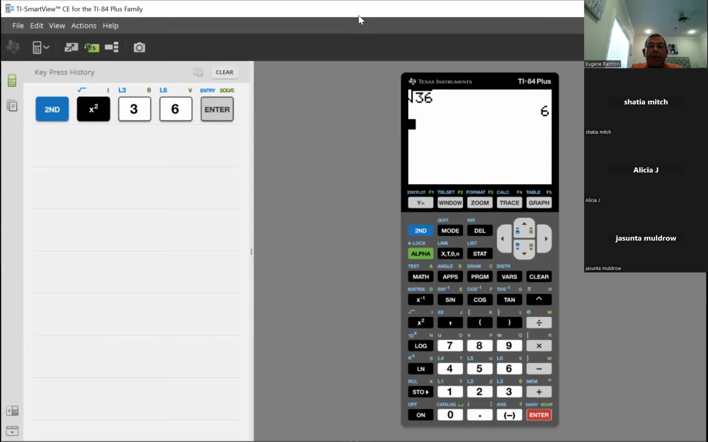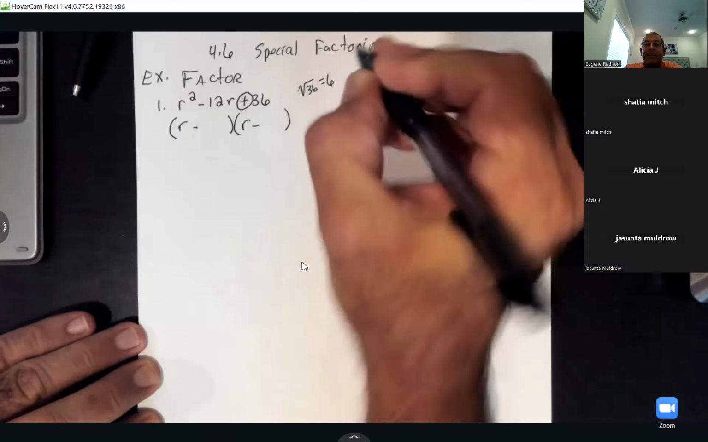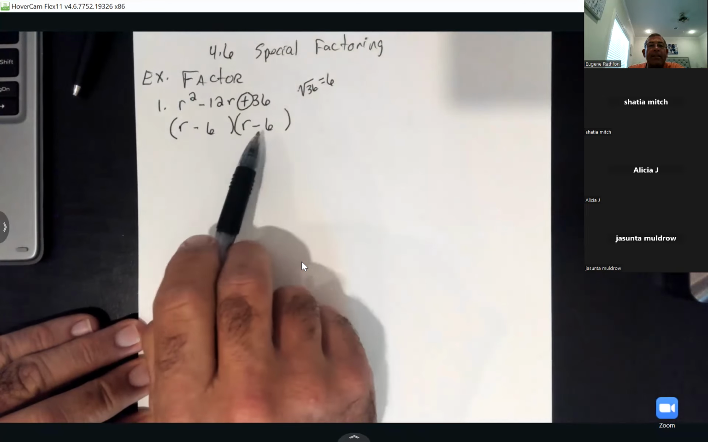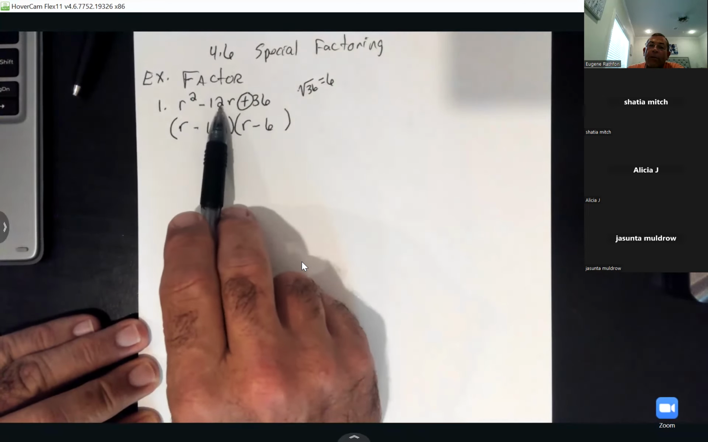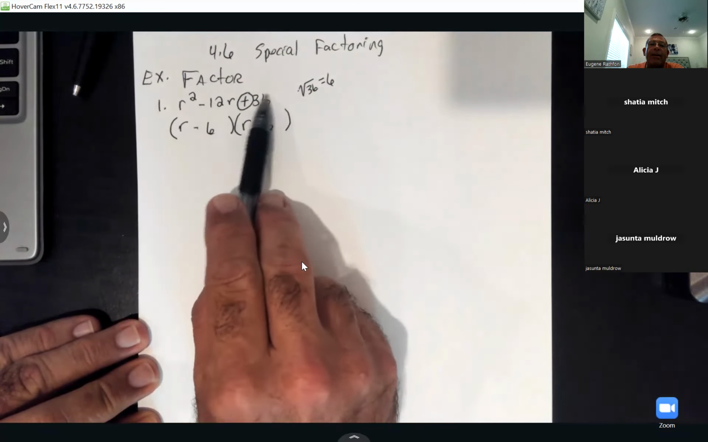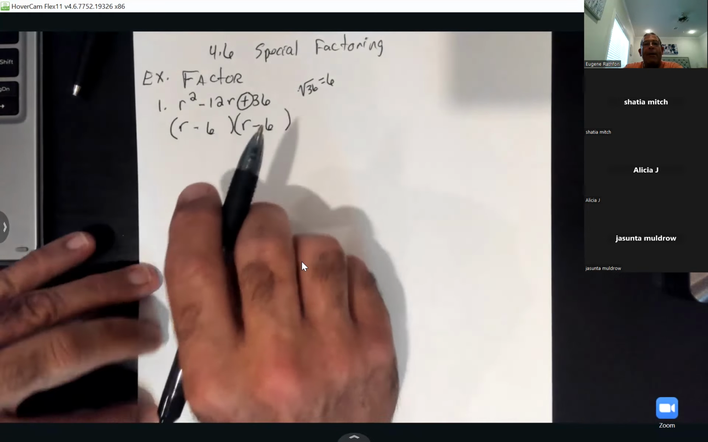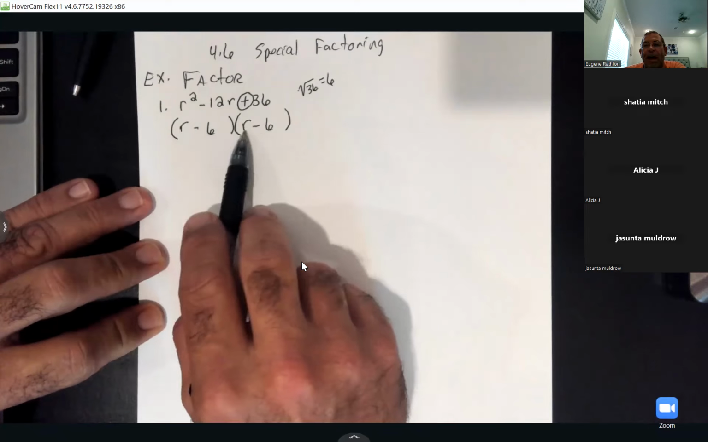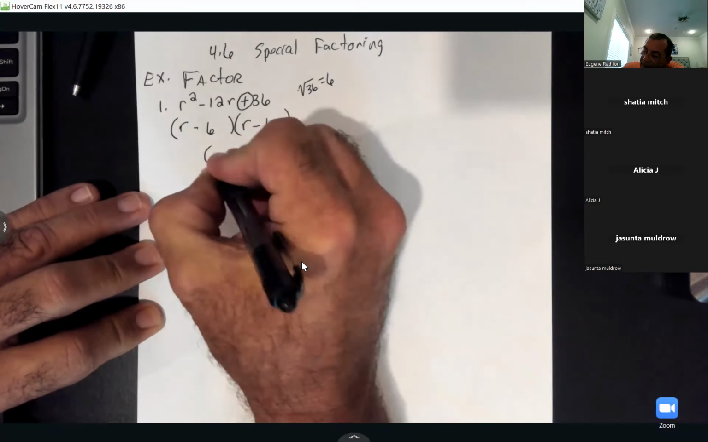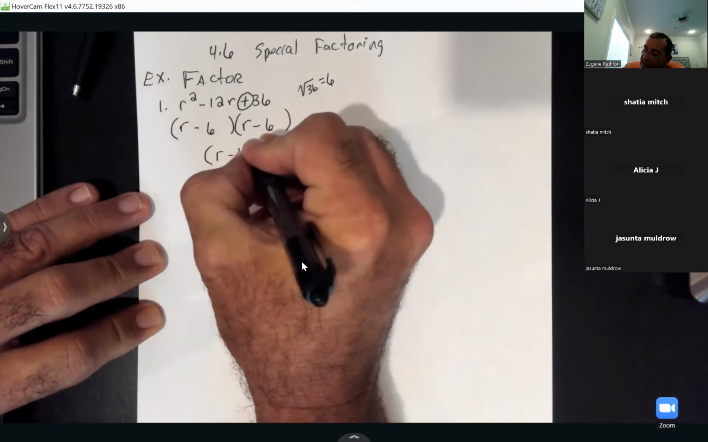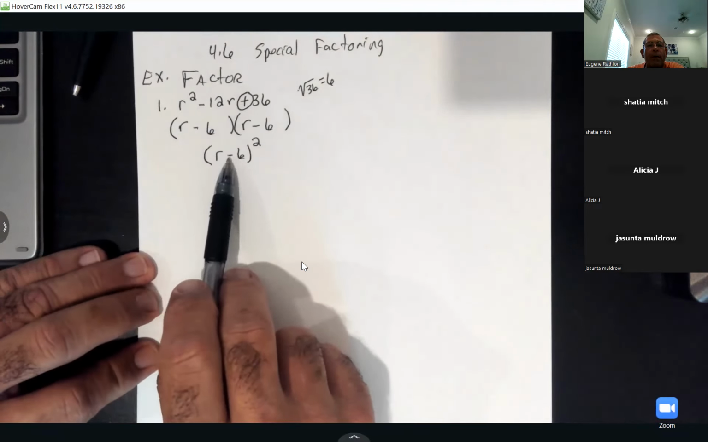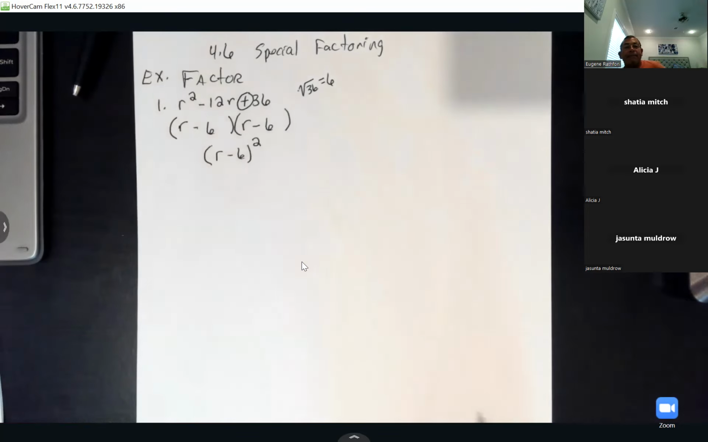So let me go back to my paper. Since the square root of 36 is 6, both of these will have a 6 in them. And y'all look at that, -6 and -6 add to get that -12 in the middle. But if you multiplied -6 times -6, you'd get that 36 at the end. Now, the reason this one is a special factoring is because both of these factors are identical. So we could rewrite that as r minus 6 squared. So this is undoing the ones where y'all had the FOIL and you had parentheses with the exponent behind it.